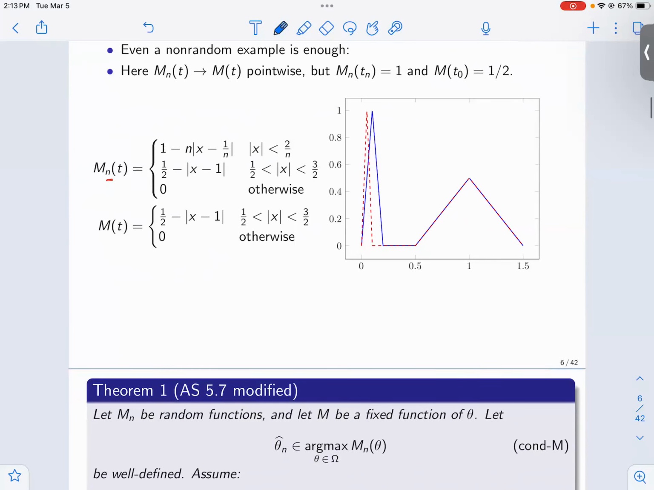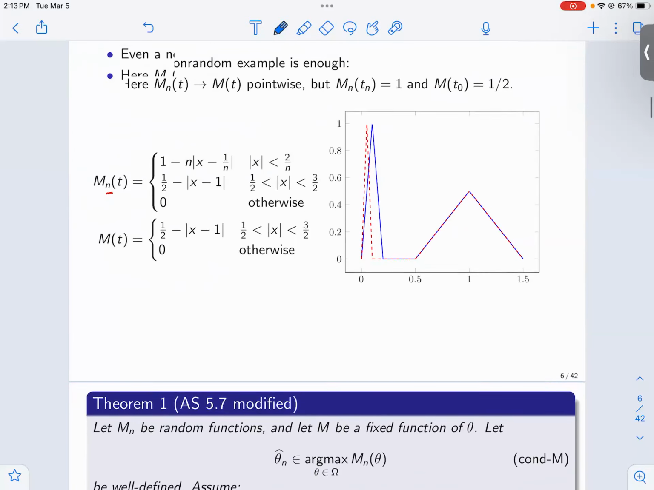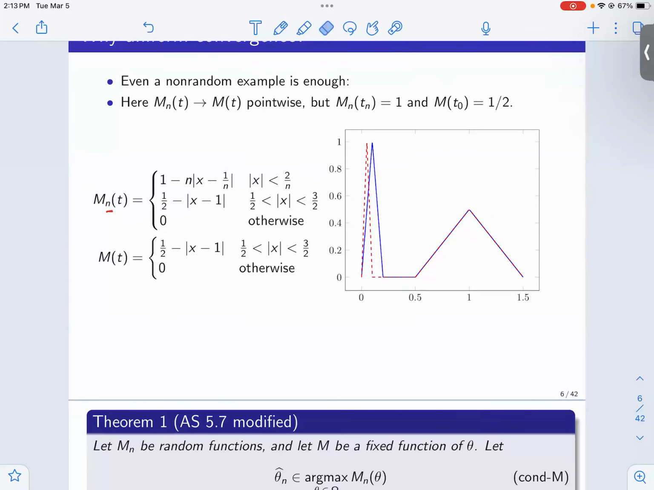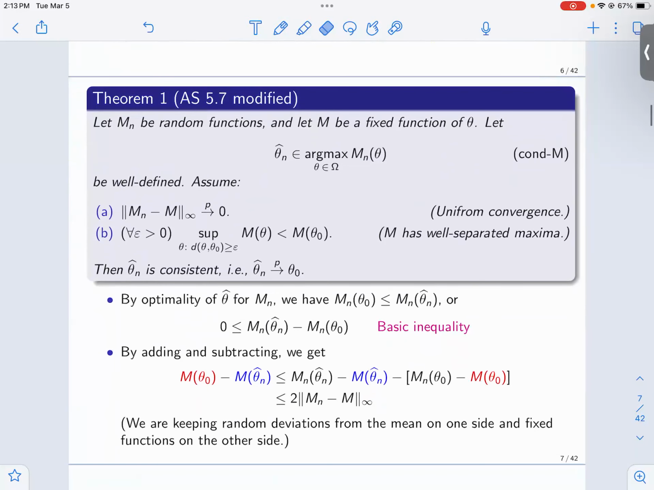We did a counterexample of what will happen if this fails. So we have here pointwise convergence but not uniform convergence, and you can see that the convergence of minimizers or maximizers fails. And so we ended up stating this result last time, which is fairly general and abstract.